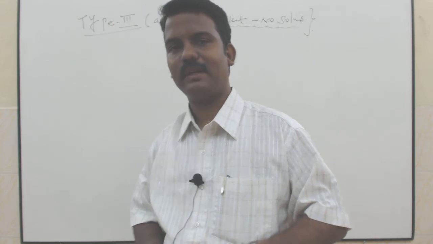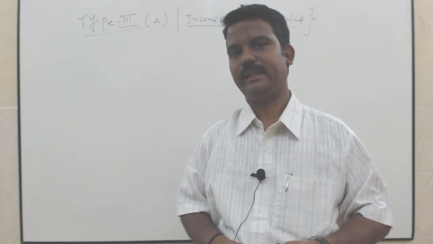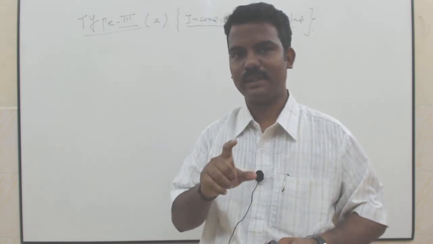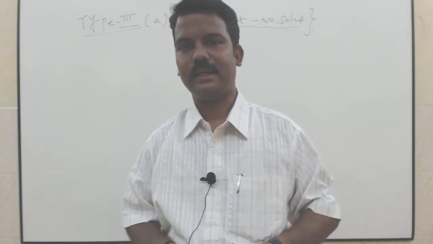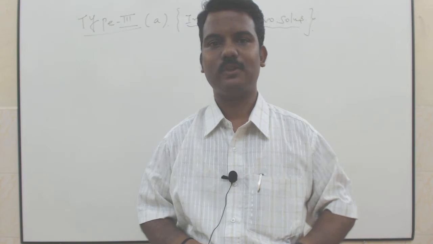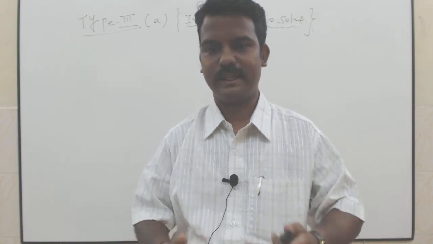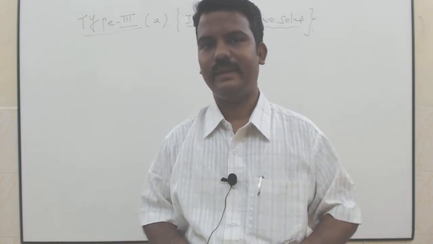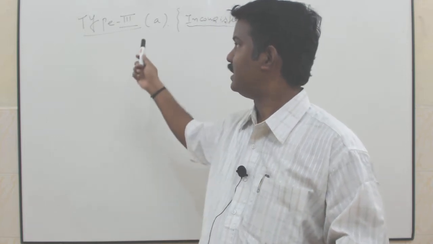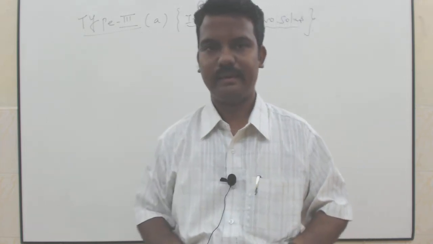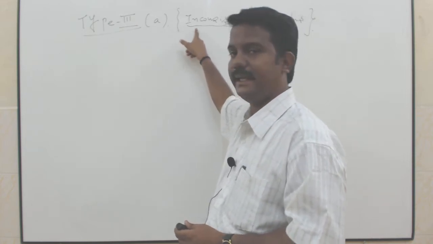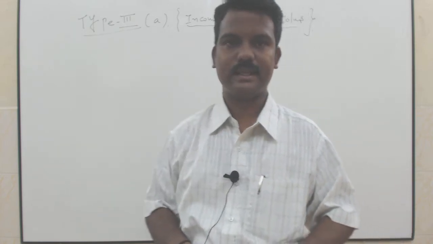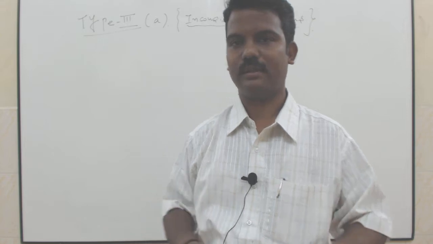Next we saw about type 2. Type 2A, you remember, right? You would have solved two linear equations with two unknowns. Type 2 means what? Consistent with infinitely many solutions. All those things we discussed in the previous class. Now, today's class, we are going to start type 3. Type 3 subdivision A, which is inconsistent. Inconsistent means no solution, right?